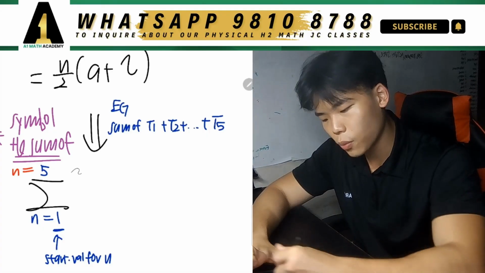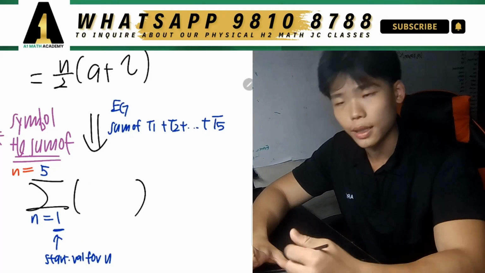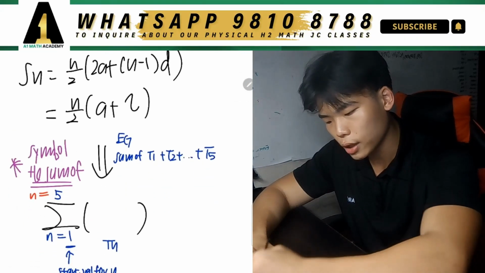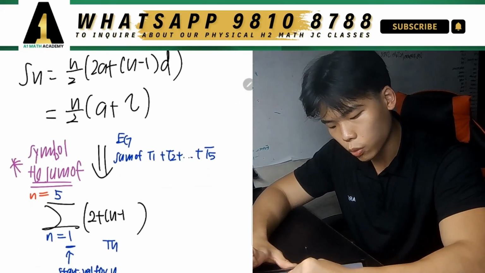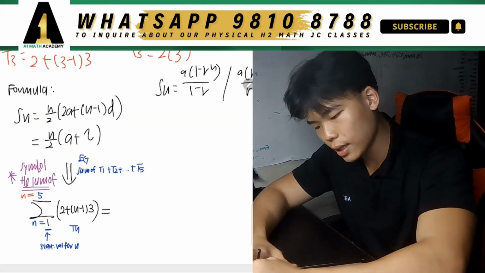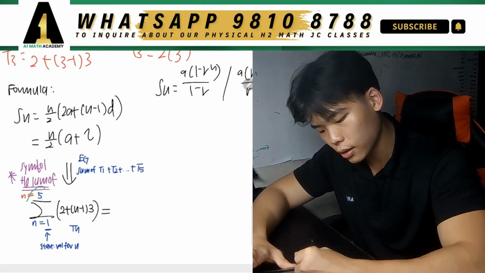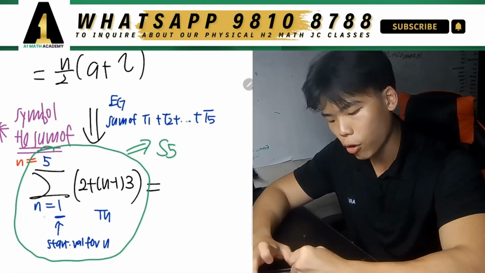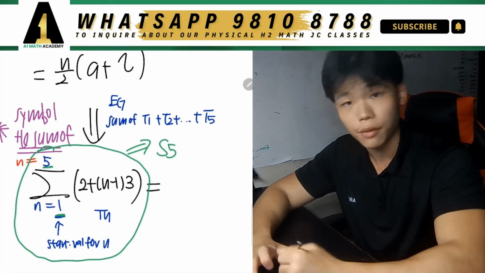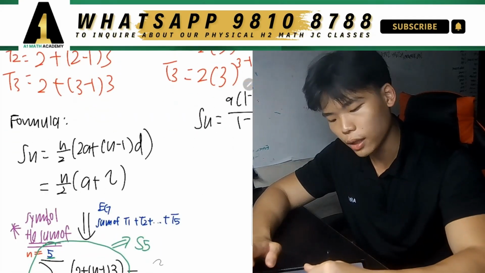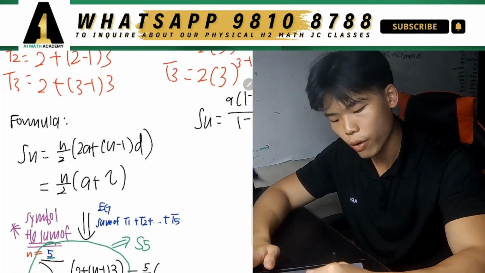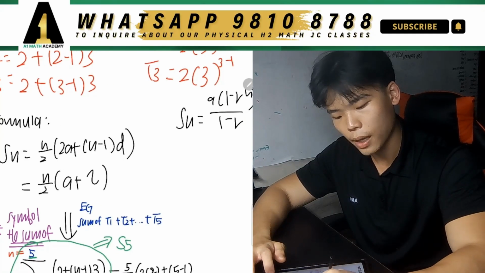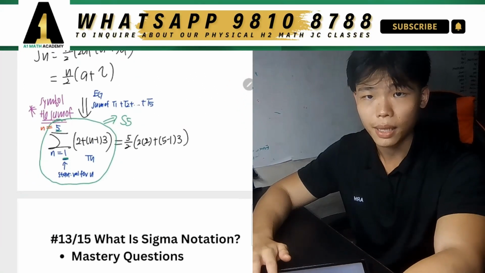And then over here, what comes next? This portion here is the general term. So Tn will be here. So our Tn is essentially 2 plus n minus 1 times 3. So in other words, this whole portion over here is basically your S5, because we start from 1 and then we go all the way up until 5. And then it's equivalent to S5, which is 5 over 2 bracket 2 times 2 plus 5 minus 1 times 3. So this is the idea behind it.